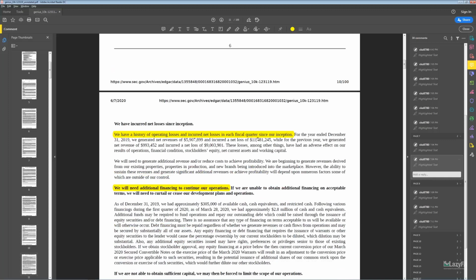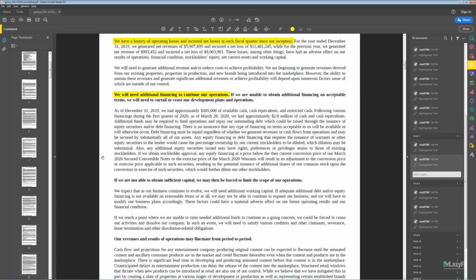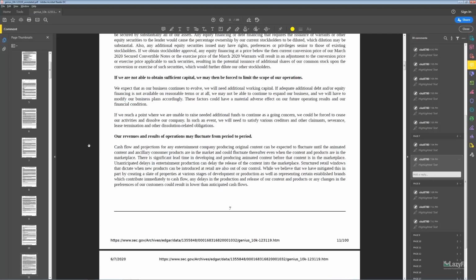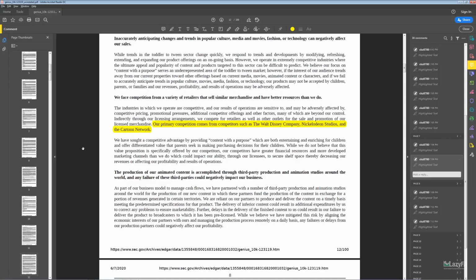We have a history of operating losses and have incurred net losses in each fiscal quarter since our inception. So they have never made money. They'll need additional financing to continue our operations. As of December, they had $305K in the bank, and they had said that that was not enough by any means to continue their operations. So they were forced to do a secondary offering where they sold more stock. And that is, again, the biggest concern for me. They're struggling to stay afloat without selling more stock, which is no good.